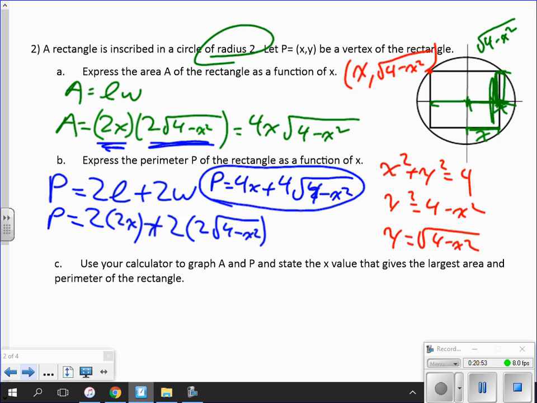Okay, part C. Use your calculator to graph those two equations, one at a time, and find the maximum value. Because the minimum is very easy to find. The minimum would be 0, or when x is 0, or x is 4, or negative 4 at the edges, because then you'd have no height or no width.